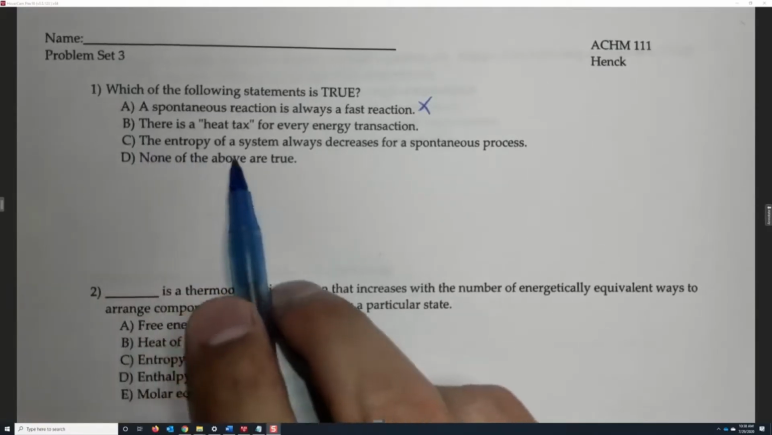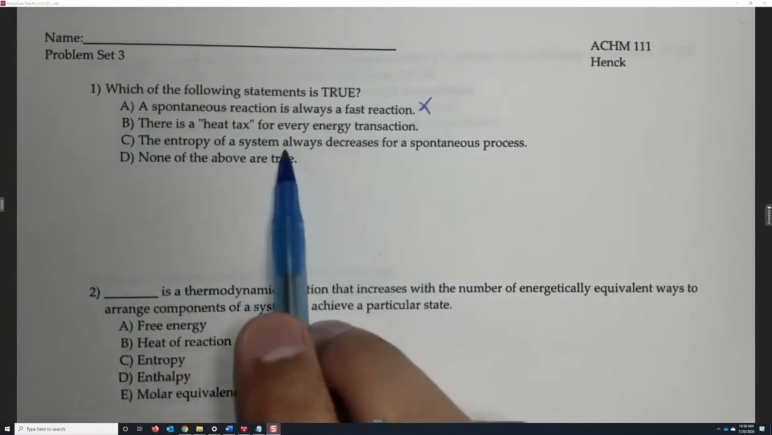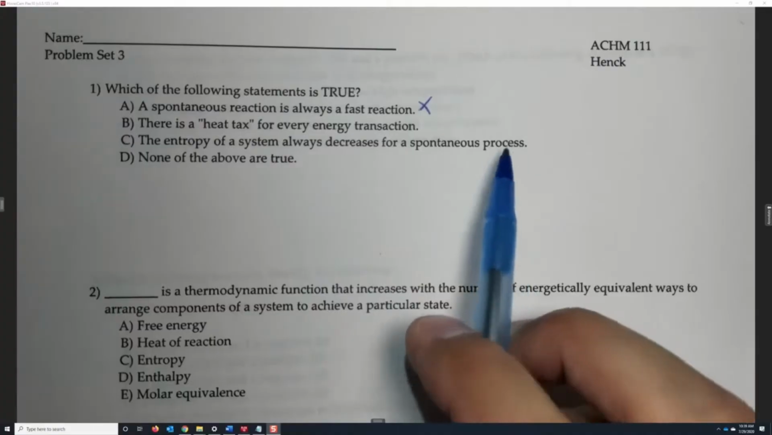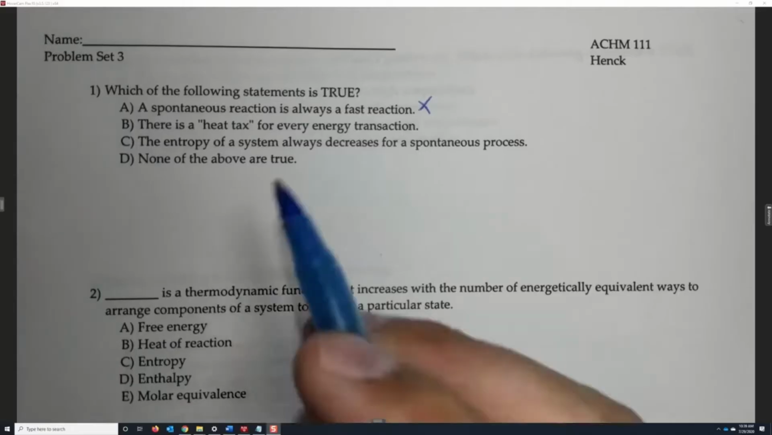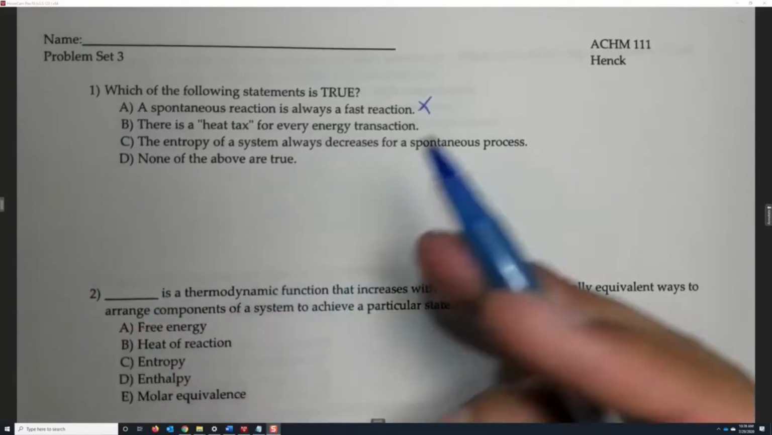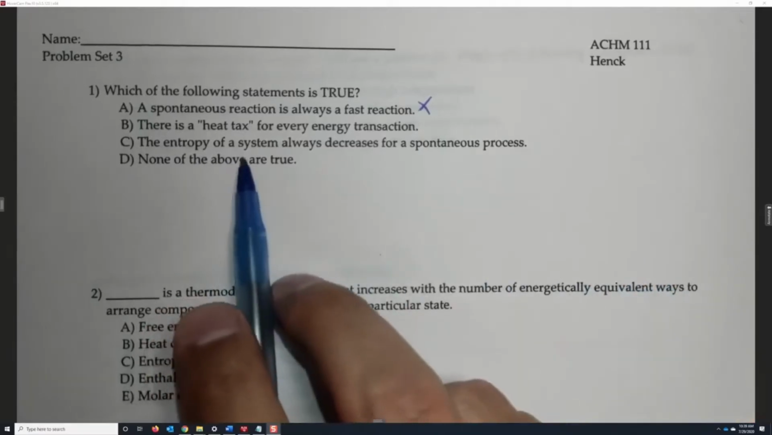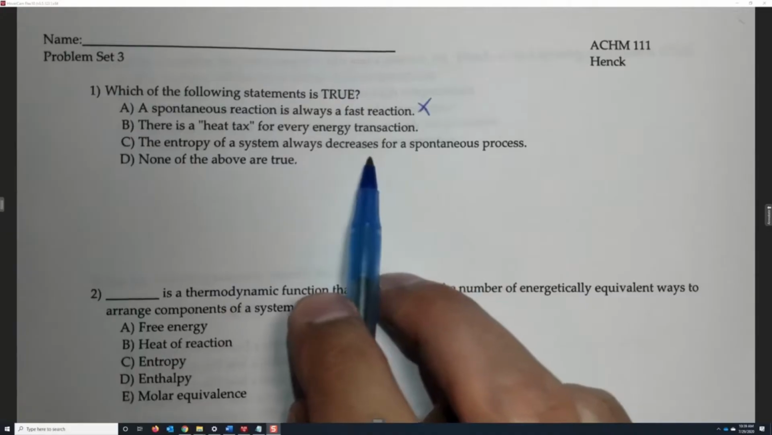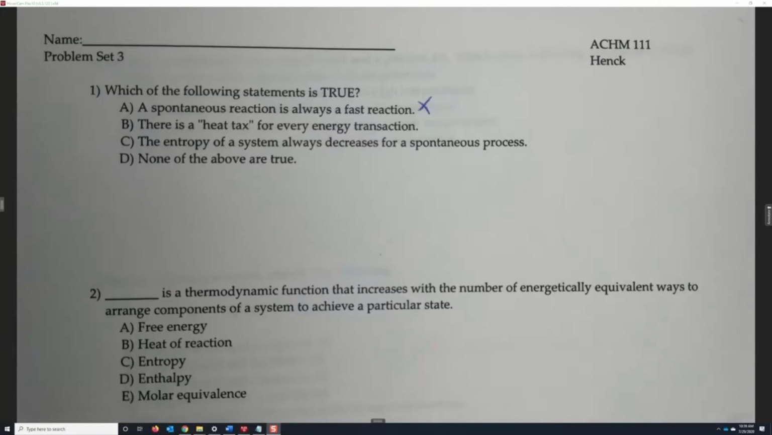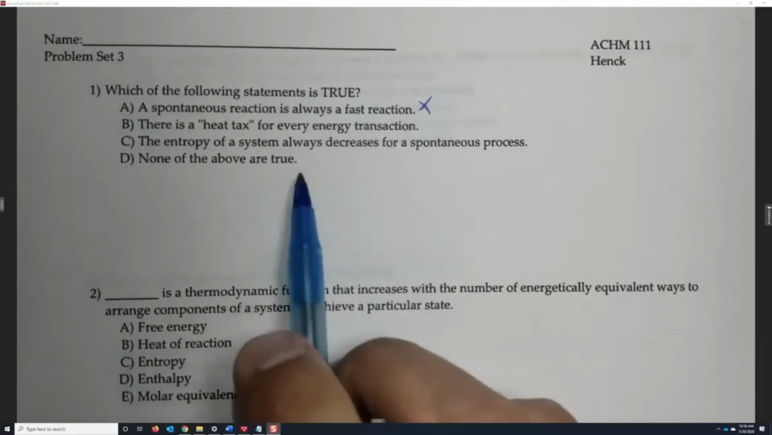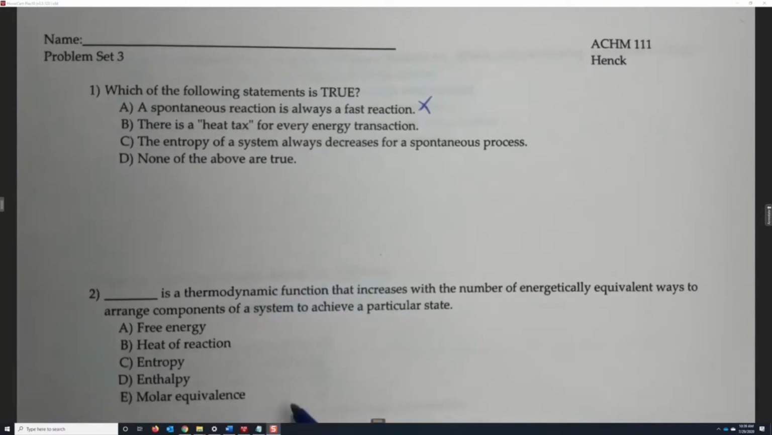It says the entropy of the system always decreases for a spontaneous process. The entropy of the universe always increases for a spontaneous process. That's true, and that's the law of thermodynamics. But basically, the entropy of a system can increase or decrease for a spontaneous process. Remember that if the entropy of the system decreases for a spontaneous process, then the entropy of the universe still must increase, which is done, I should say, by giving off heat energy. So that dispersal of heat increases the entropy of the universe.